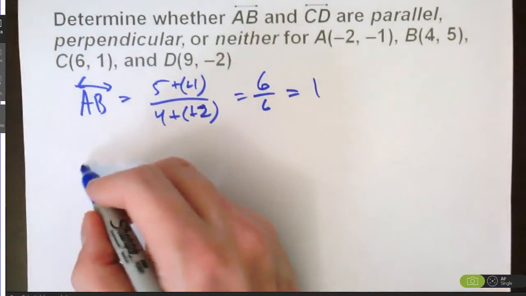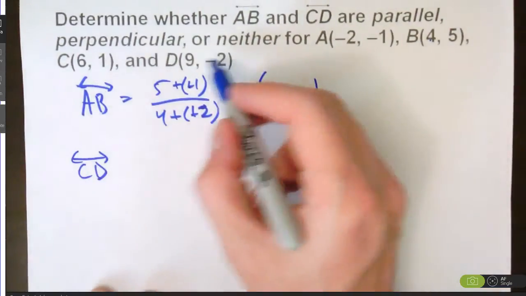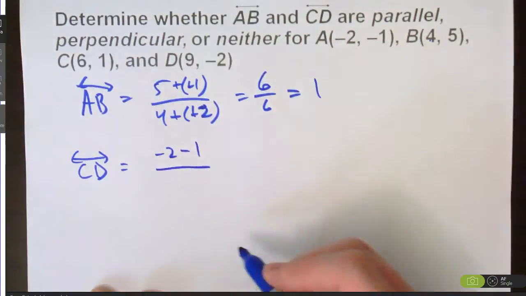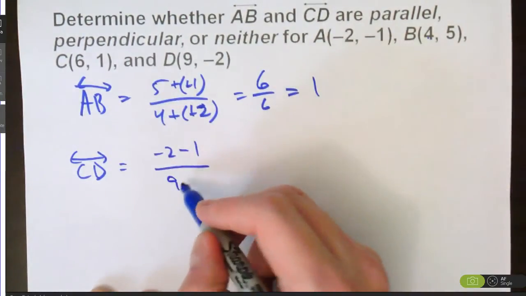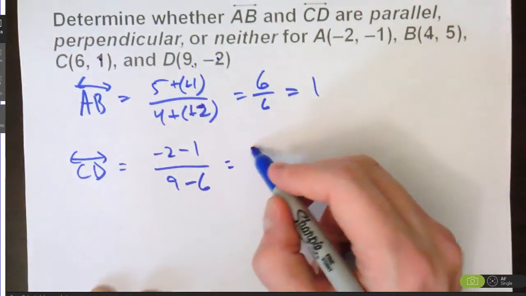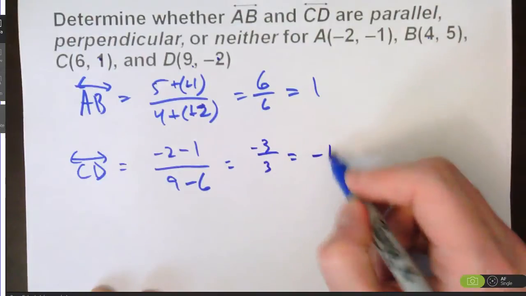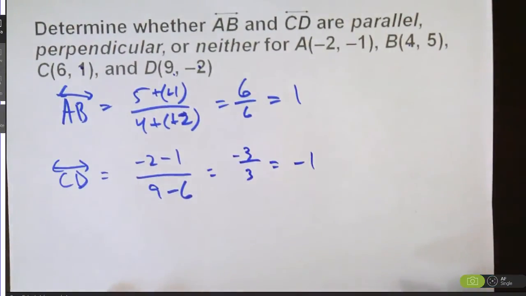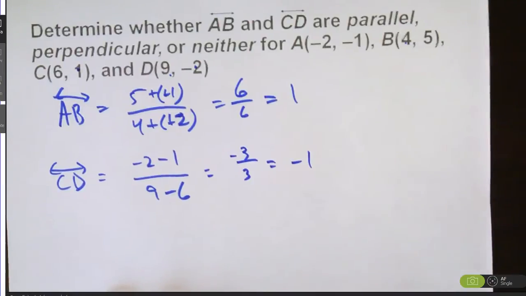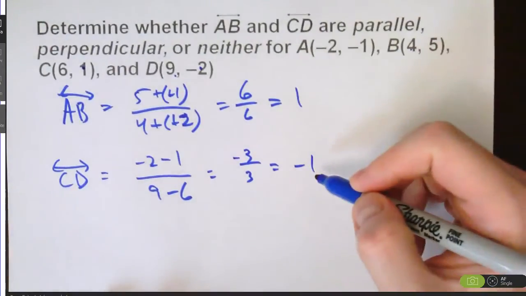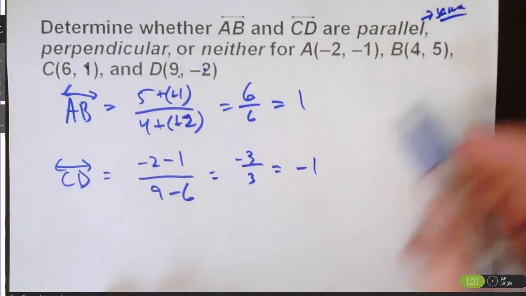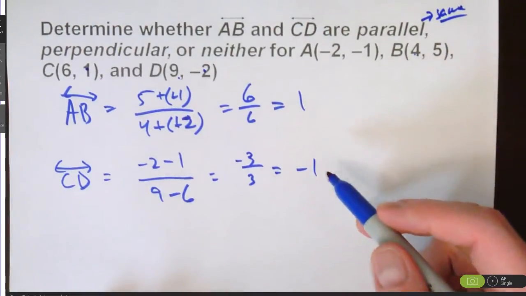Okay, so now find the slope of CD. Y minus y, negative 2 minus 1, over x minus x, which is 9 minus 6. Now that gives me negative 3 over 3, which is negative 1. Now you might not catch anything about that because it doesn't jump out at you what's happening with their slopes. But these lines are definitely, first of all, not parallel, because parallel would be the same. And these guys are opposites. Okay, so it can't be parallel.